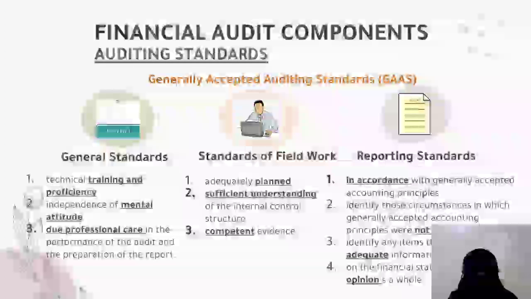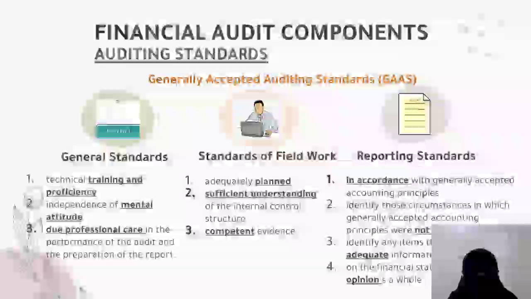First is the auditor must state in the report whether financial statements were prepared in accordance with generally accepted accounting principles. Second, the report must identify those circumstances in which generally accepted accounting principles were not applied. Third, the report must identify any items that do not have adequate informative disclosures. Then fourth, the report shall contain an expression of the auditor's opinion on the financial statements as a whole.